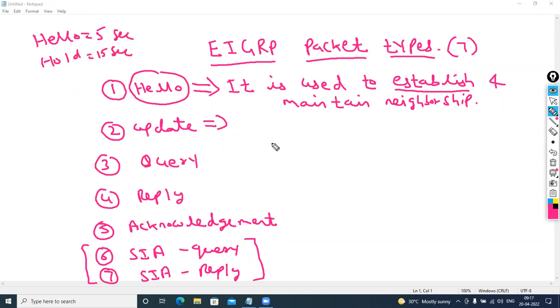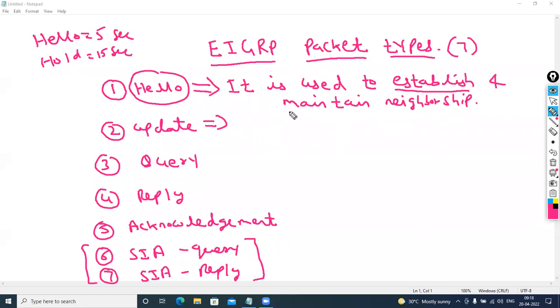Sir, for the hello, do we also get a hello from the far side? Yes, if you enable EIGRP on both sides. Then how will you form the neighbor adjacency? I am saying hello to you, and you need to say hello also. Then only will we form the adjacency.